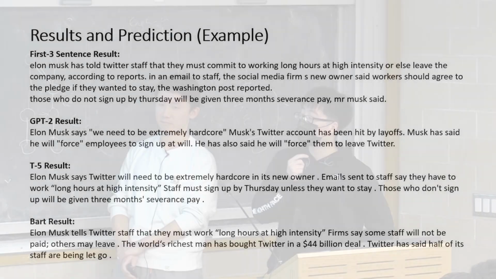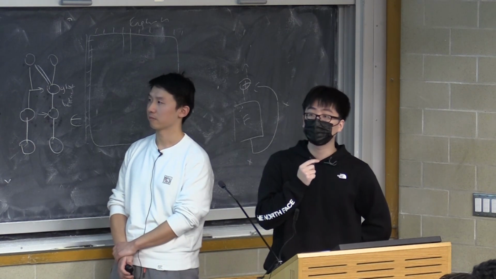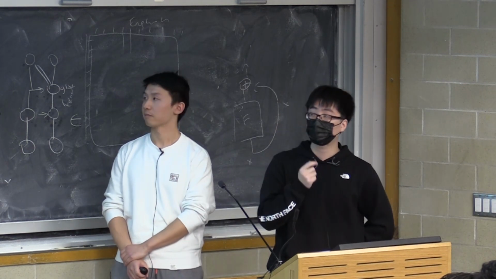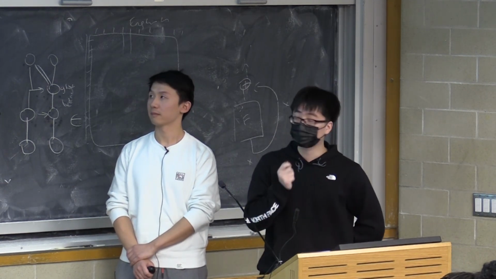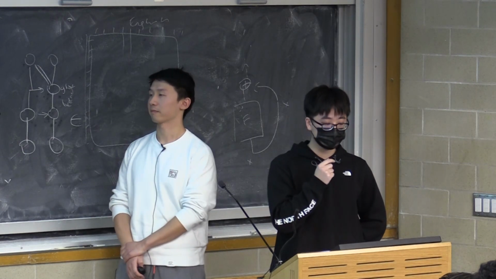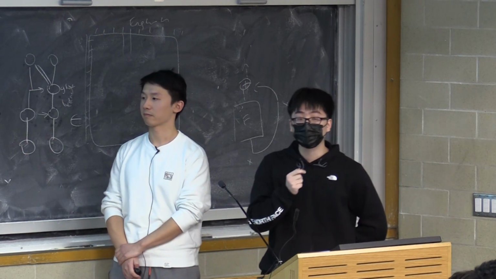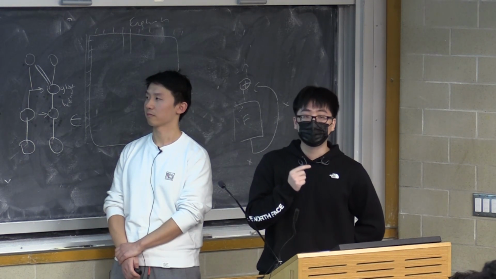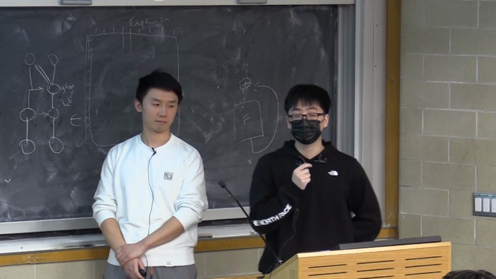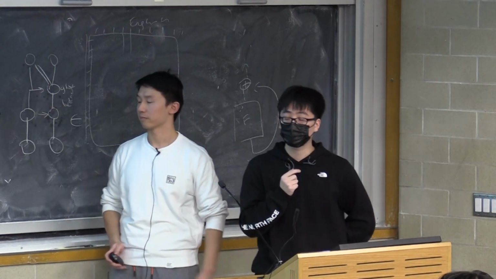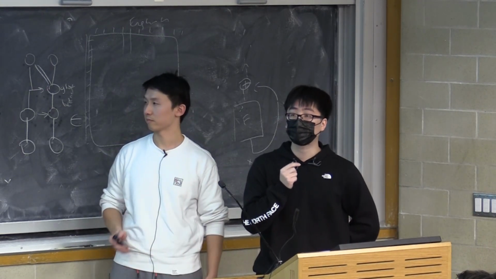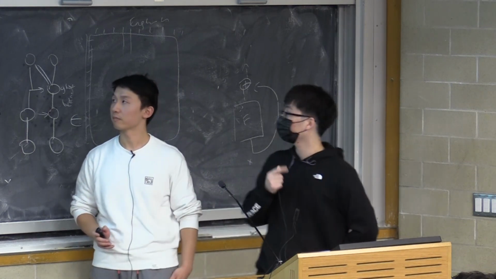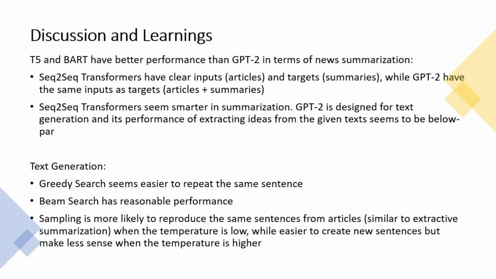We also have some other interesting findings during the manual scoring process. For example, we found that the extractive summarizer performs really well when dealing with news articles describing a major event. However, it performs poorly when dealing with news articles describing an individual story. In conclusion, T5 and BART have a better performance than GPT-2 in terms of news summarization.